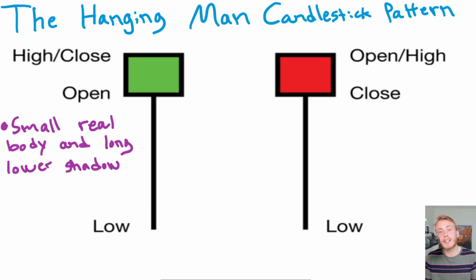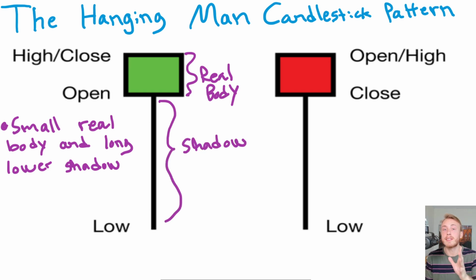So first of all, the hanging man candlestick pattern has a small real body, and the real body is this part, the wide part of the candle, and it also has a long lower shadow. And this right here is the shadow, and lower shadow basically means that the shadow is below the real body. In general, we usually want the lower shadow to be at least twice as large as the real body. So in this example, you can see that the lower shadow is much longer than the real body. It looks like it's more than 3 times as long. So that criteria is good for this candle.